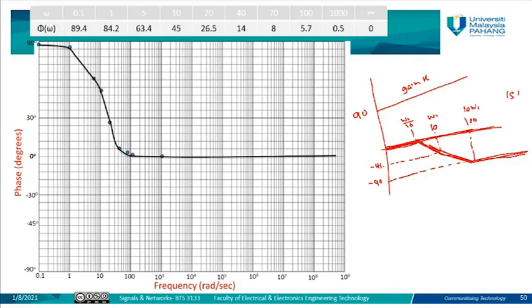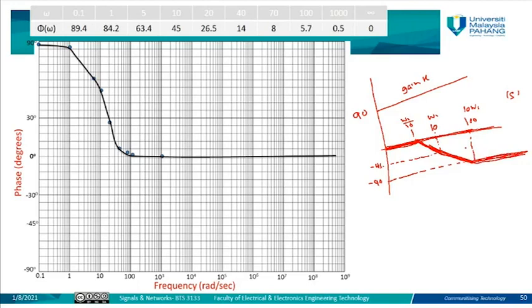Slope of negative 45 per decade. That means from point 1 until 10, it will be 45. From 10 until 100, it will be another 45. So 45 plus 45 will be 90. After that, it will stay at 90.